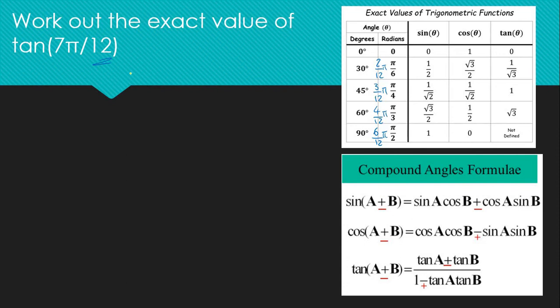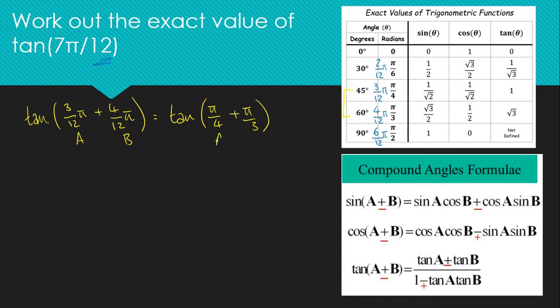So 7 pi over 12 can only be produced using those two. Okay, 3 12ths pi and 4 12ths pi. Okay, so let's have a little crack at them, see what we can do. We've got tan of, well, I'm going to have 3 12ths pi plus 4 12ths pi. Okay, I'm going to call that A and I'm going to call that B. Now those are tan of pi over 4 plus pi over 3. Okay, where again that's A and that's B.